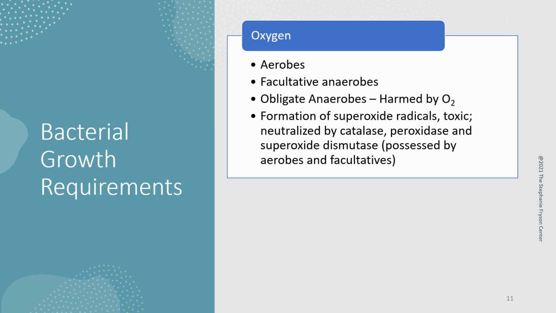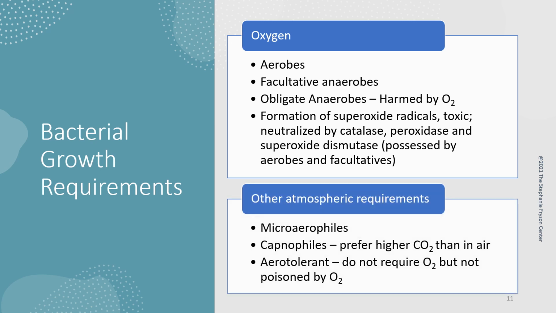Obligate means they have a duty. They must be in that state, which means in this case, they must be in the presence of a lack of oxygen. And then some have the formation of superoxide radicals. They're toxic. They can be neutralized by catalase, peroxidase. And if you see a term that has ASE at the end of it, that is an enzyme that breaks down something. Okay, so remember ASE is an enzyme. Superoxide dismutase, which is possessed by aerobes and facultative aerobes.